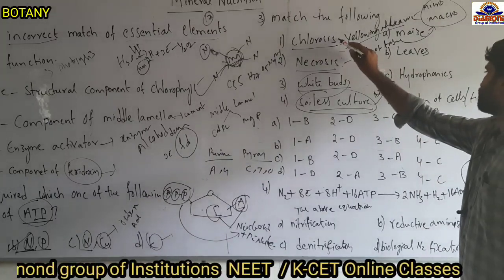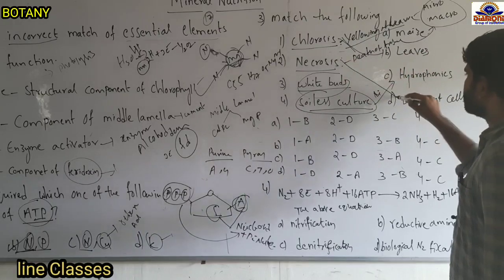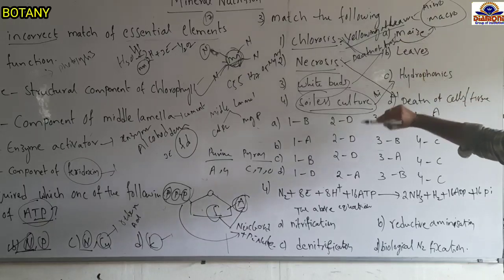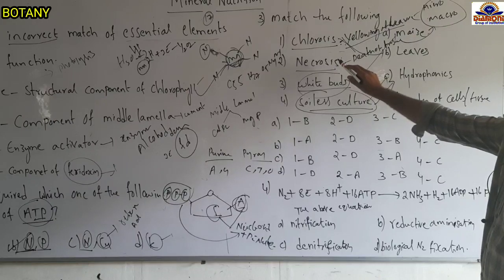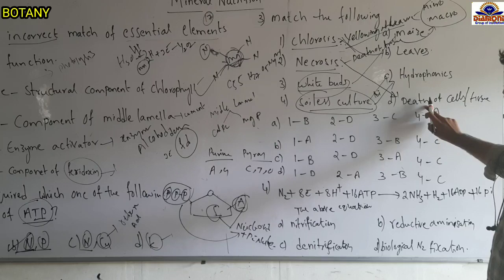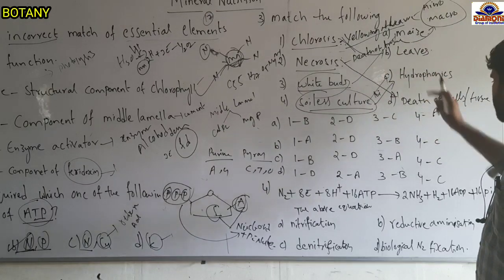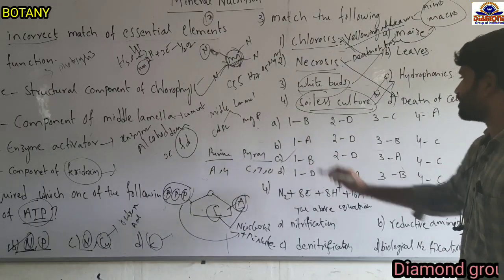So chlorosis we see in leaves, necrosis is also called death of tissues, white birds in maize, soilless culture we call hydroponics. So 1-4 means 1D, necrosis, sorry 1B, 2D, 3A and 4C. 3A and 4C, 1B, 2D, answer is C.